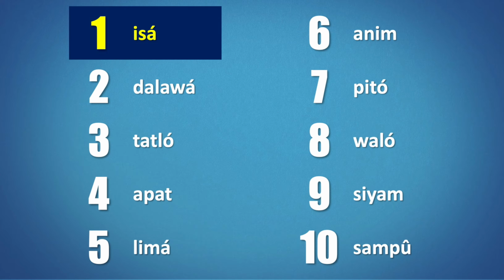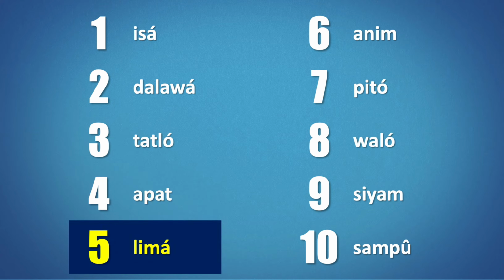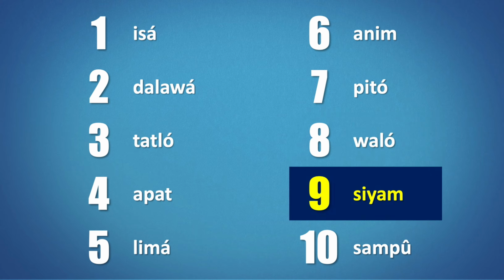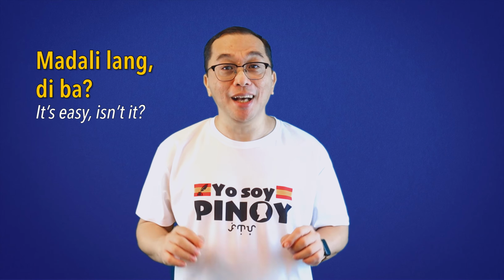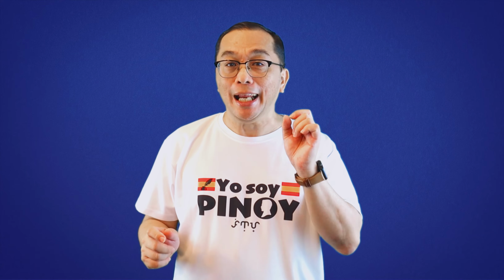In the last video, we learned how to count from 1 to 10. Let's do that again. Let's count from 1 to 10. Isa, dalawa, tatlo, apat, lima, anim, pito, walo, siyam, sampu. Madali lang, di ba? Now, to count things, the numbers become some sort of modifier. Hence, you need to add a ligature or a linking word to connect the number with the object being counted.